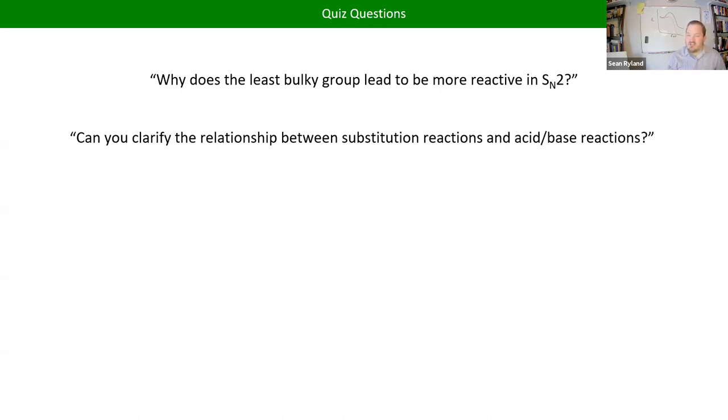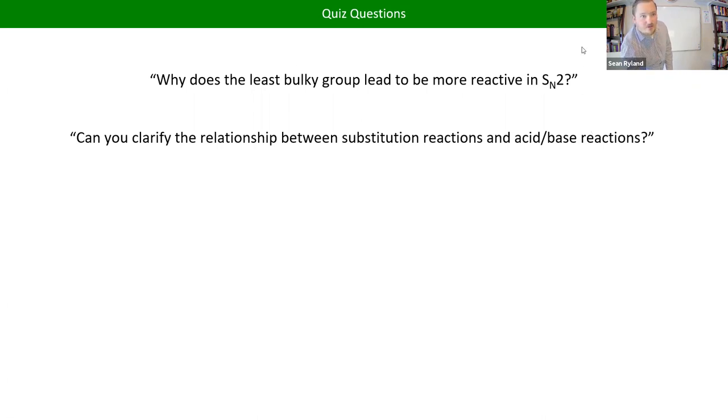If it happens all at once, it's SN2. If your leaving group leaves and then your nucleophile comes in, then it's an SN1. And an acid-base reaction is really close to the same thing, except our nucleophile is attacking an H+.